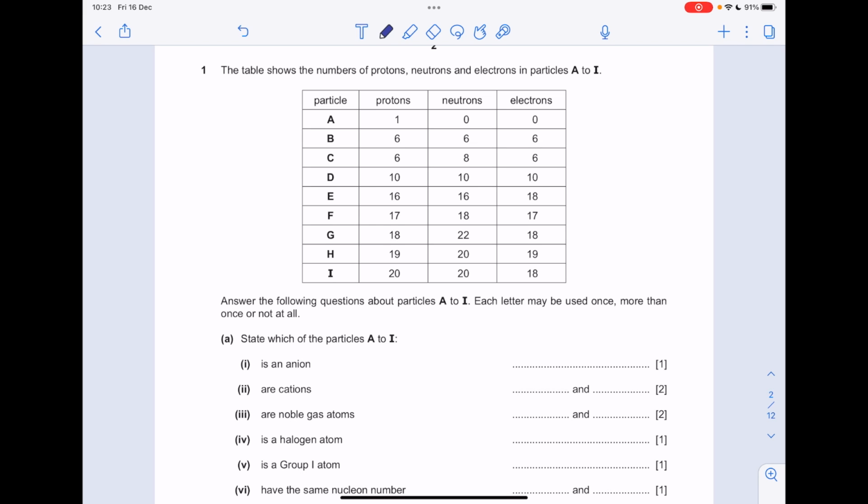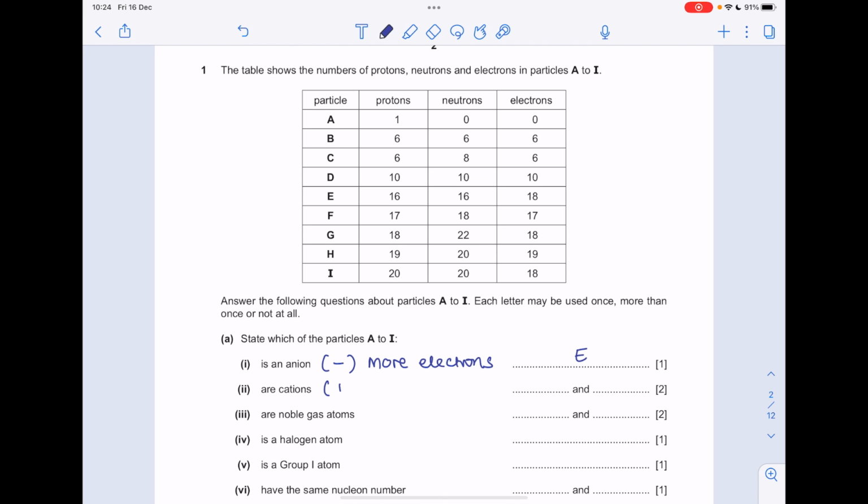State which of the particles A to I is an anion. So an anion is a negative ion, which means it must have more electrons compared to protons. So you do need to have a look down here. So far we don't meet that criterion of having more electrons than protons. Keep going, and then you can see that E has 2 more electrons compared to protons, so that is the answer here.